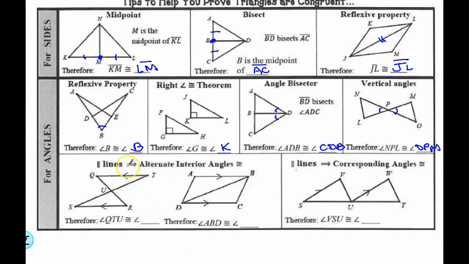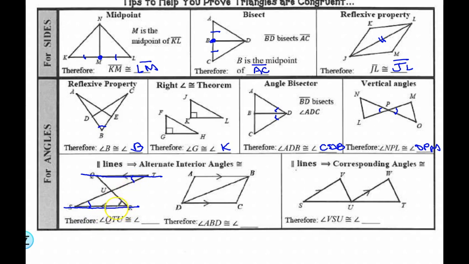If we're trying to prove angle QTU, this angle, is congruent to what angle in that bottom triangle? We're told by the diagram that these two lines are parallel. So what angle corresponds to QTU? Well, we're going to use alternate interior angles using this transversal line. So this angle is not corresponding, it's alternate interior angles.